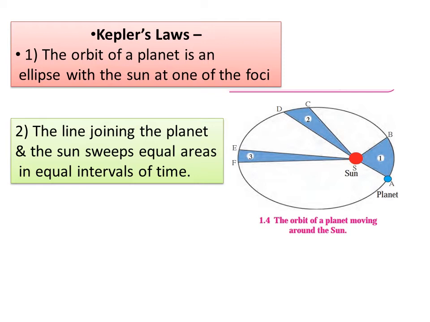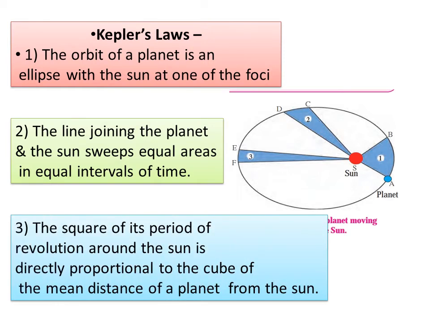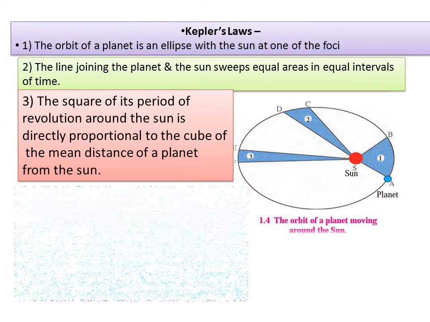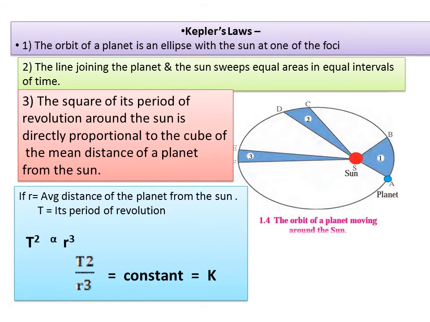Now we will move on to Kepler's third law. The square of its period of revolution around the sun is directly proportional to the cube of the mean distance of a planet from the sun. For example, if r is the average distance of the planet from the sun and T is its period of revolution, then T squared is proportional to r cubed. After solving, we get T squared upon r cubed equal to a constant, that is equal to k.